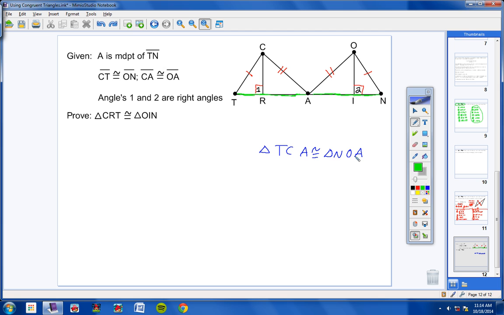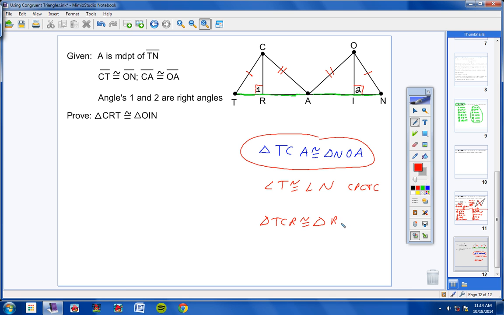I'm going to start off by stating my big triangles are congruent, okay? Then after I do that, I'm then going to state that angle T is congruent to angle N by CPCTC. Then I can state that triangle TCR is congruent to triangle ROI, or excuse me, NOI by side, angle, side.